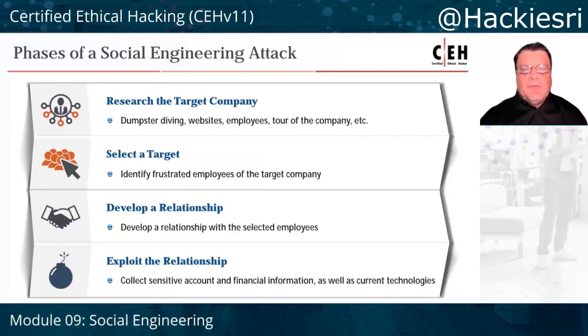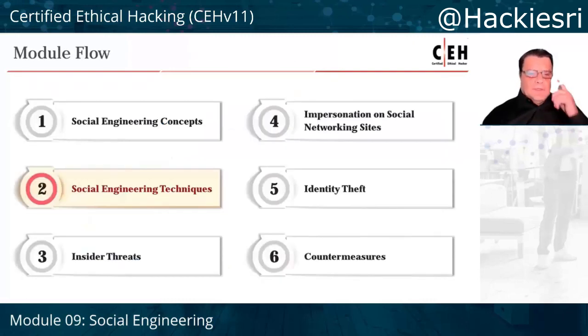They select the target. Identifying frustrated employees of the target company is oftentimes a first step. They develop a relationship with the selected employees. This relationship could go on many levels, and the point, of course, is always to gain the trust of the target. They exploit the relationship. They collect sensitive account and financial information as well as current technology information. Social engineering techniques could include the following.